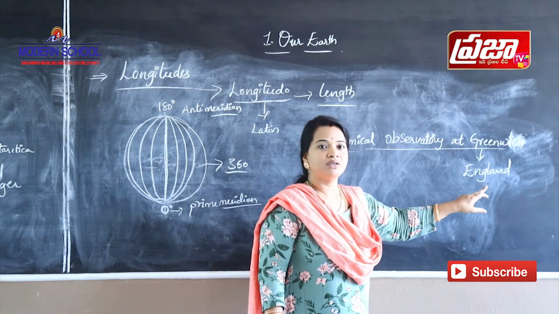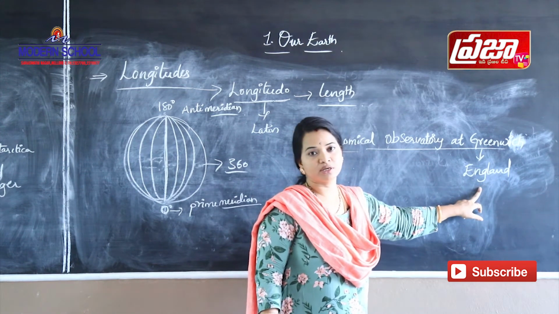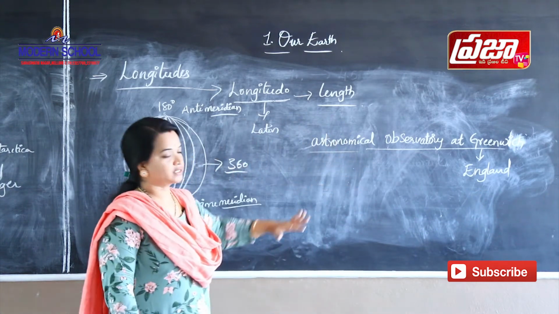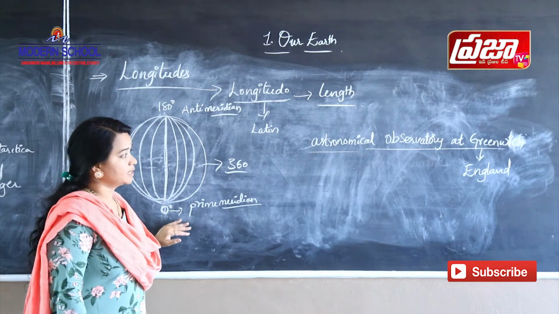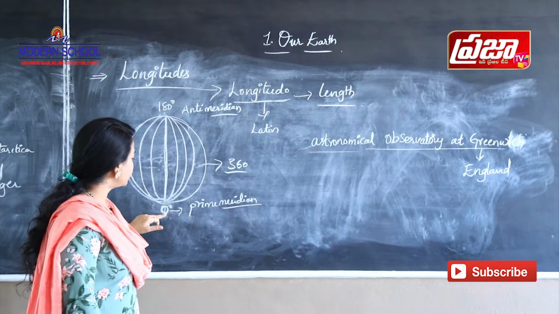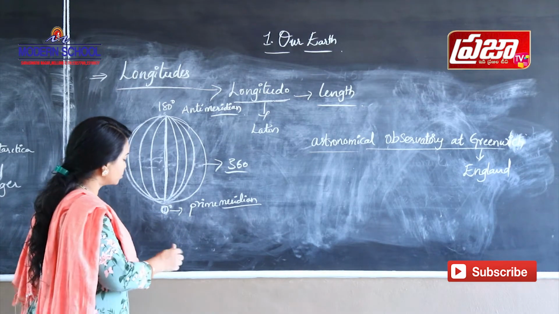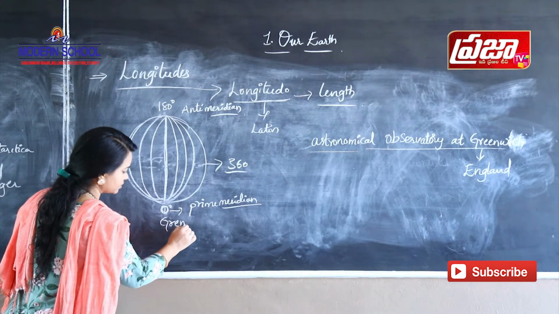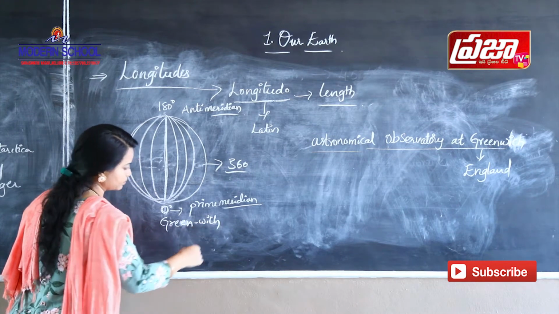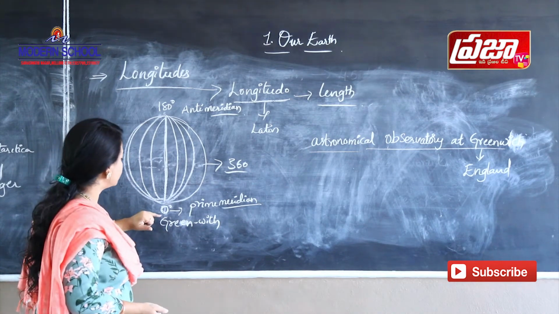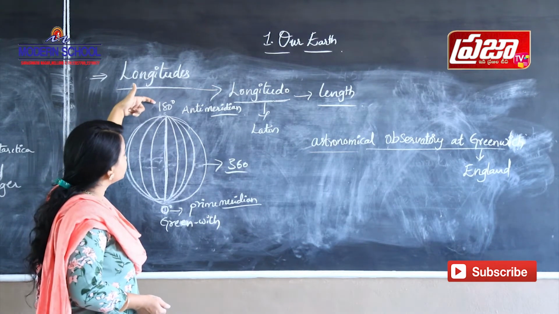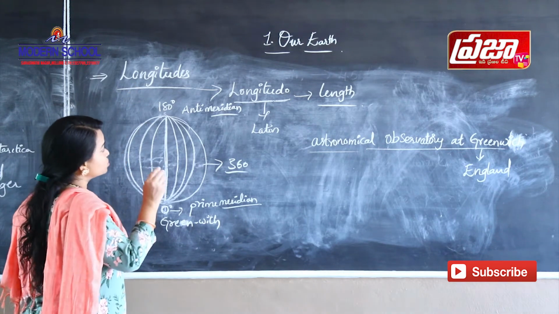Why was England's word obeyed by all the countries? Because England ruled almost most of the part of the earth. So, that is why it was accepted by all countries. And this 0 degrees longitude is also called the Greenwich longitude, and opposite to the 0 degrees longitude is the 180 degrees longitude.